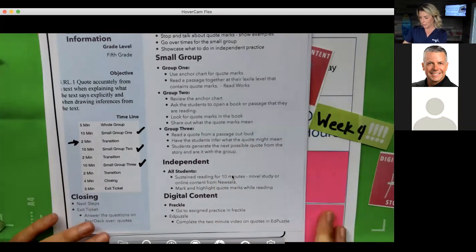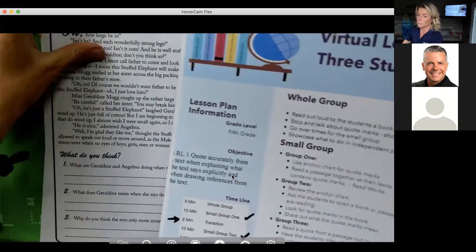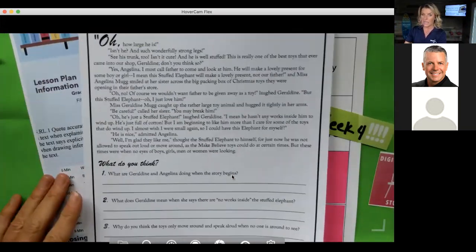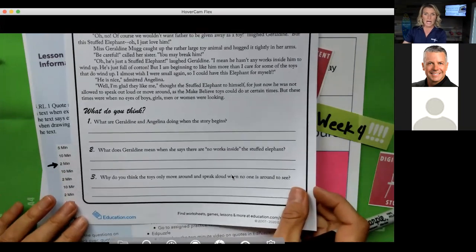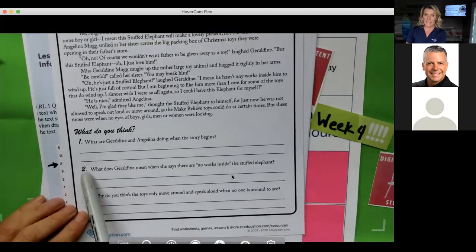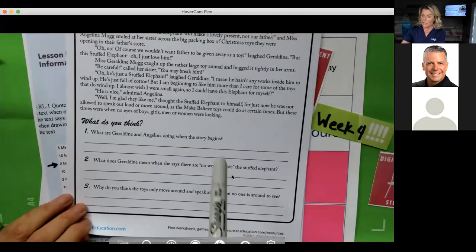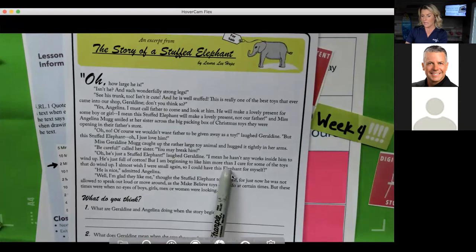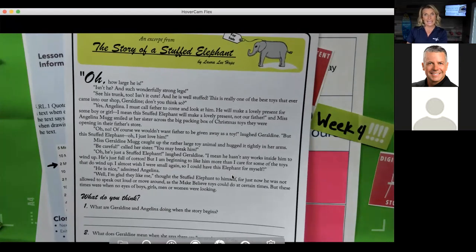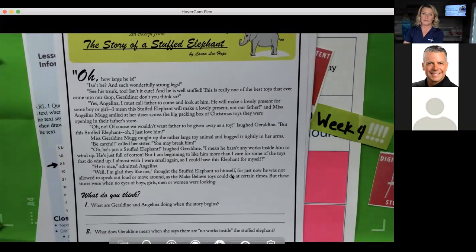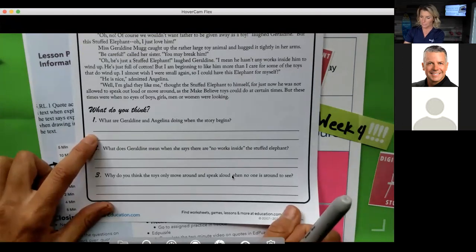My independent work. Wow, there's a lot of stuff out there. This one I found on education.com. It's just a printable, and I can have these questions in a Google Form that the students answer so I can know that they did it. But here it is, just talking about quote marks. And I can just have that as an image or a PDF that they read, and then they could go to Google Form to answer these questions for me.